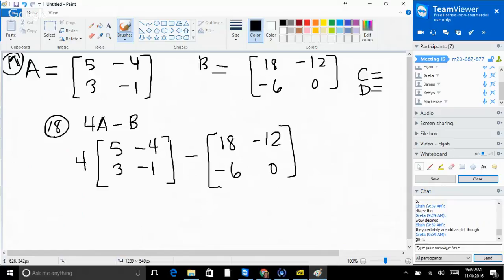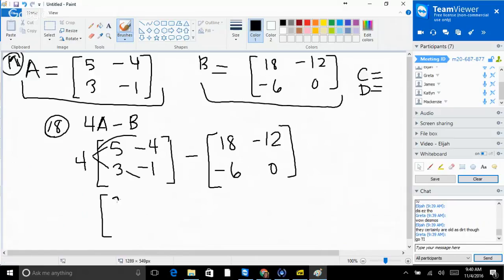Okay, so I think you guys all get this, right? 4A minus B just simply means you're going to take matrix A and matrix B and substitute them in, just like we would substitute an x and a y. And then we have to do the operations, in the same order we do in an equation. You wouldn't subtract first and then multiply by 4. You're going to multiply by 4 and then subtract, just like your order of operations. So we have to multiply 4 by everything in the matrix.